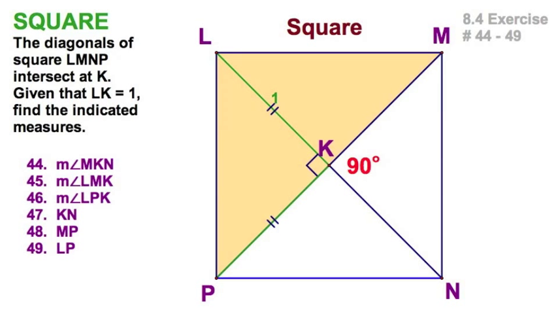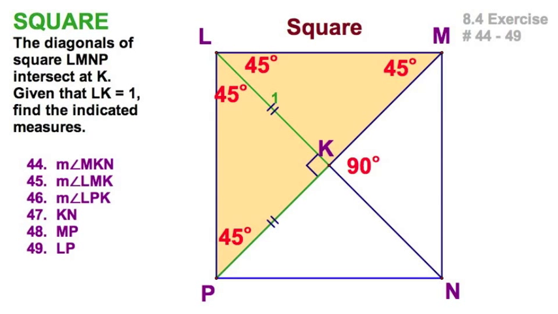Easy. 45, LMK. Well, we know that the diagonals are all angle bisectors as well. As a matter of fact, we've got 45 degrees everywhere here. 45, 45. And as far as question number 46, which was LPK, 45 degrees there as well. So you see we have 45, 45, 90 triangles everywhere. That's going to come in handy on the last one.